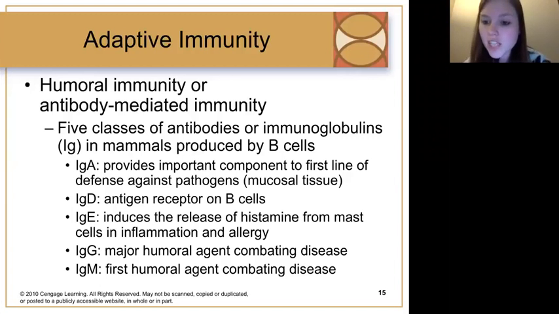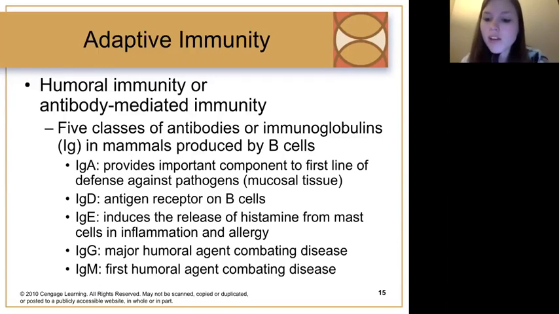So IgG is actually the antibody that will be most often found in the blood in the case of an infection. And so that's really cool because IgG can go all throughout your body to bind this antigen if it gets to that point. And then IgM is the first humoral agent that combats disease. So when a disease is first in the beginning stages of infecting the body, IgM is going to be the one that's present. And so mainly the reason that all of these are important is because these can be measured, especially from a blood sample.